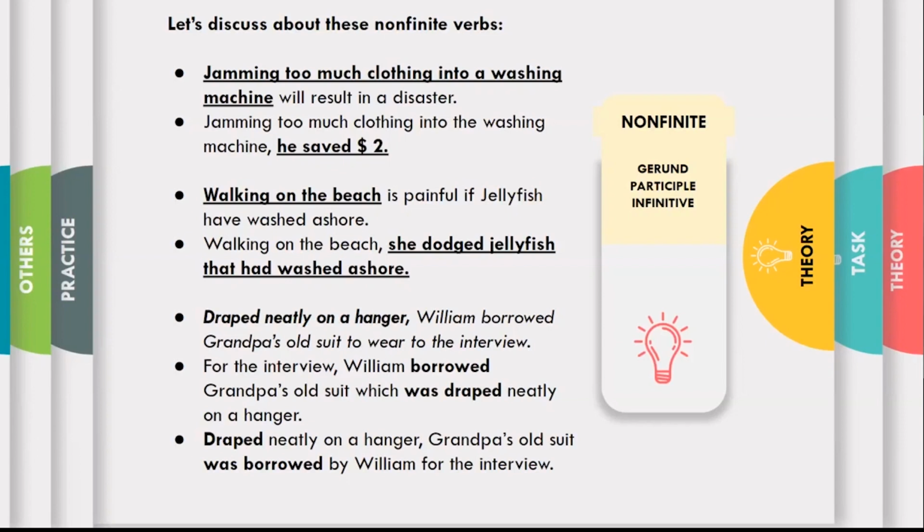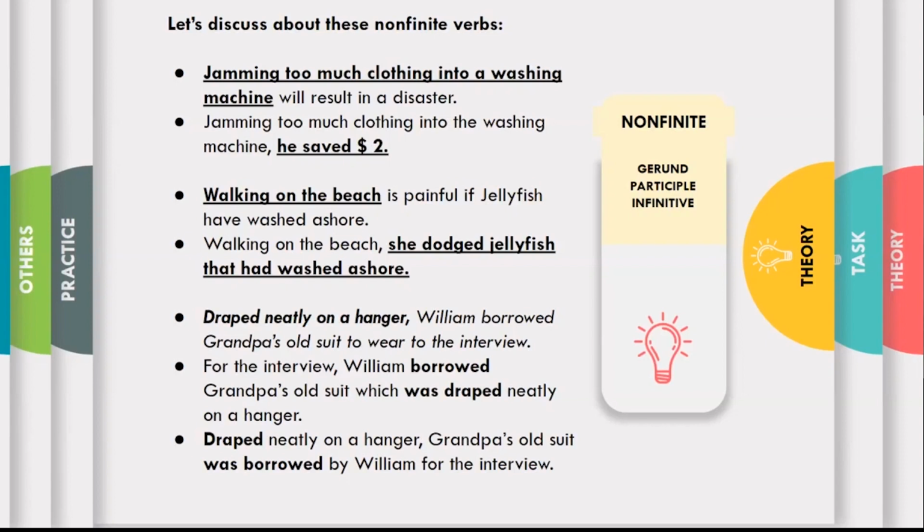That is why the third one is right, because the suit becomes the subject. What is hanging? The suit. Or you can write it in a different way: William borrowed a suit, which was draped, if you want to use a passive form. We're good? And it happens a lot.